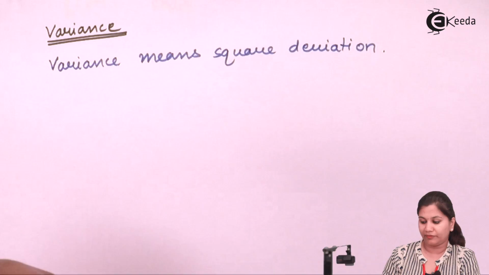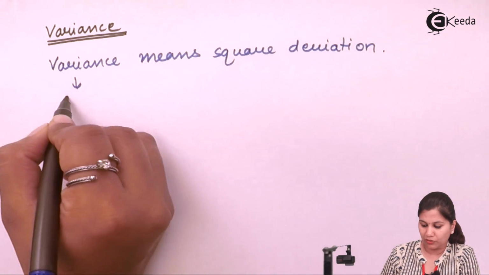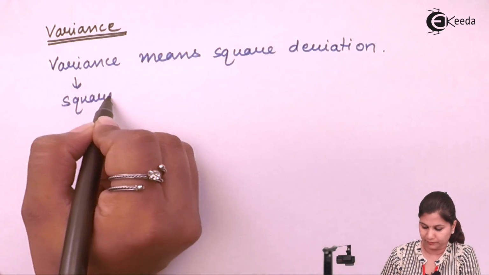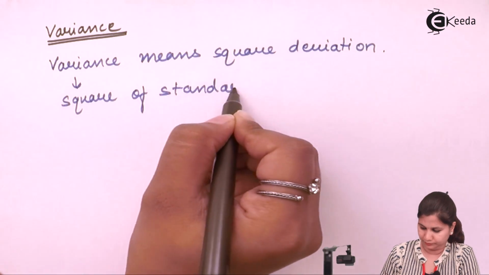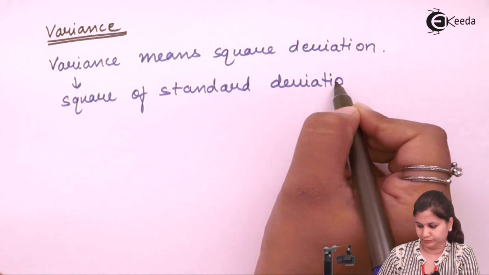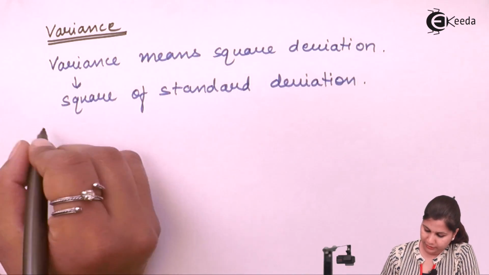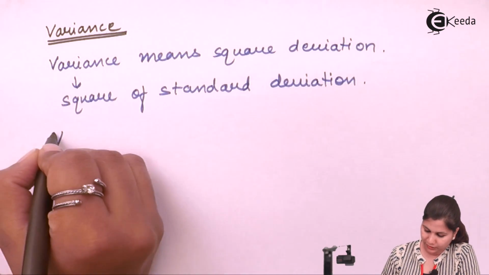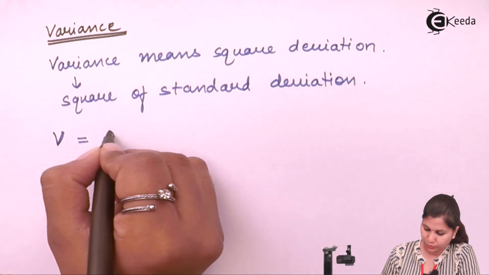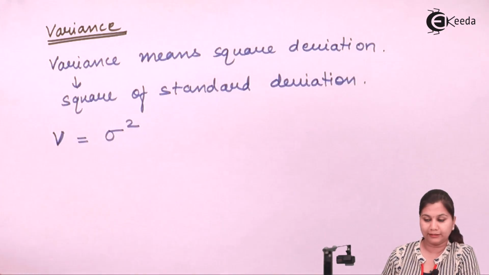So we can say that variance is what? It is the square of standard deviation. How? Let's see, because this variance is denoted as V. It is equal to the square of standard deviation.